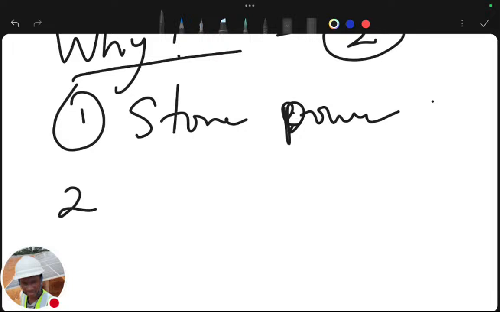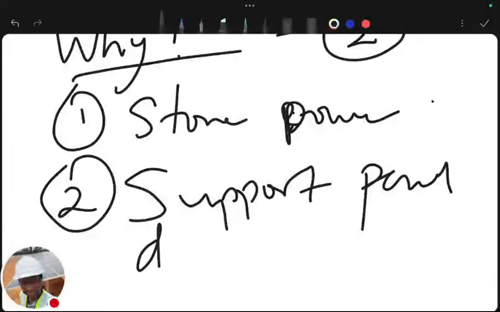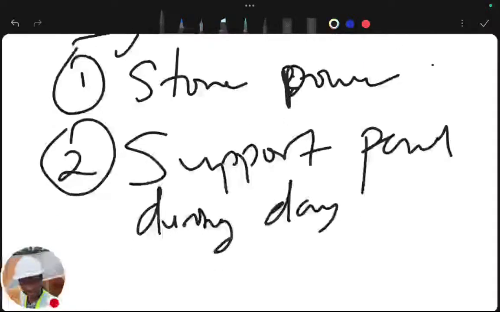That brings us to the second use of a battery. They support the panel during the day. So batteries support the panel during the day. What does that mean? Well, let's look at the mathematics of it.